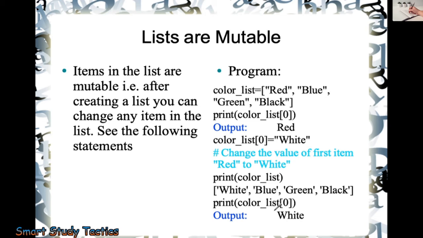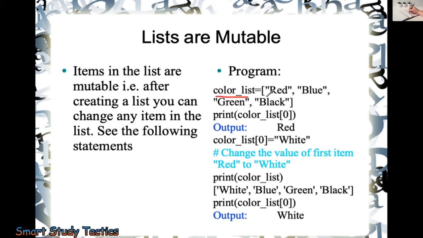So are lists mutable or immutable? I think I gave you a little bit of this topic in the previous list programming. If not, I will make a separate video for mutable and immutable. Items in the list are mutable, that is, after creating a list you can change any item in the list. So see how you will change the list.